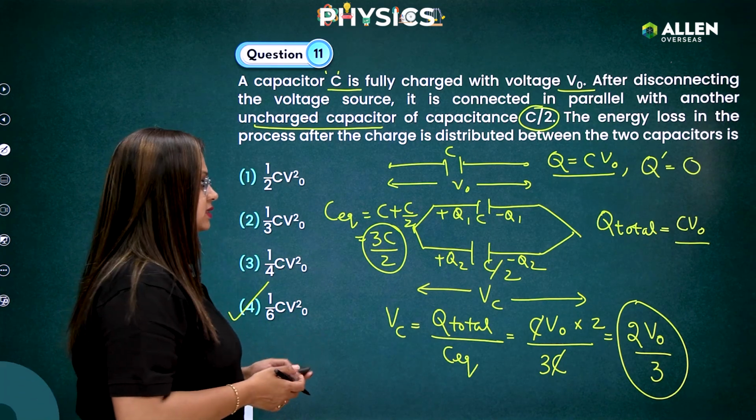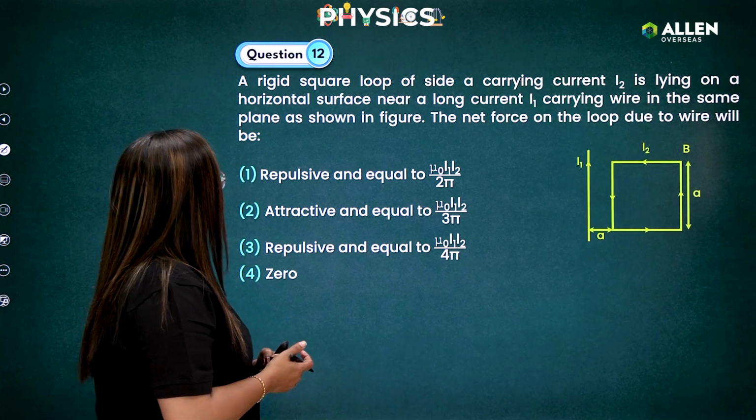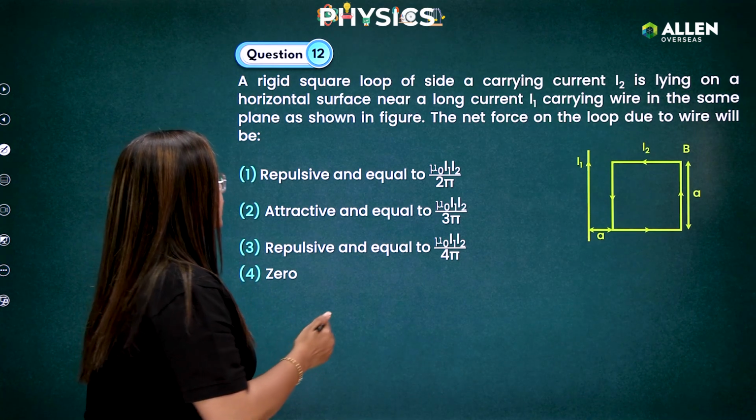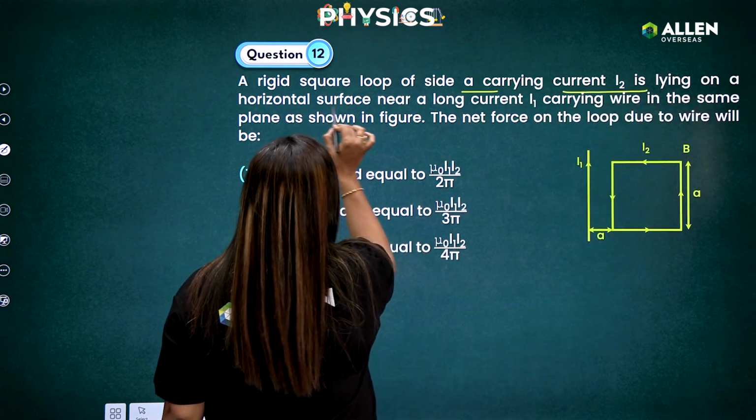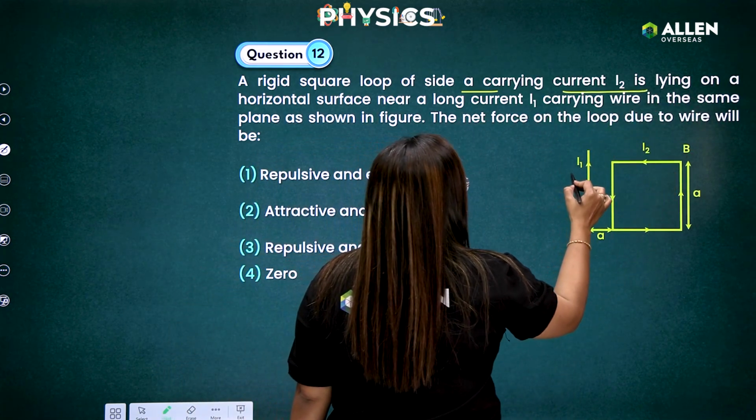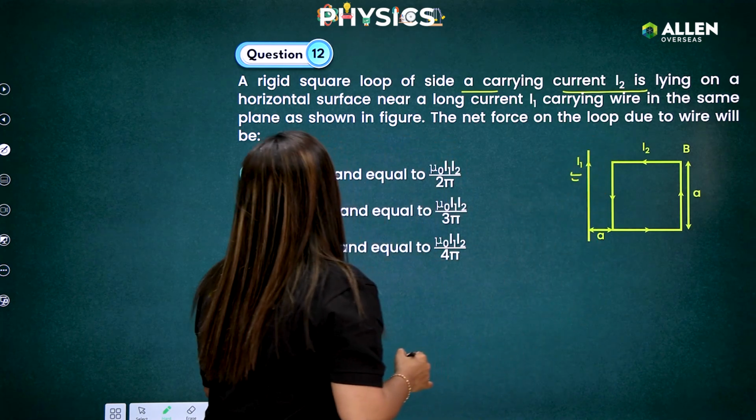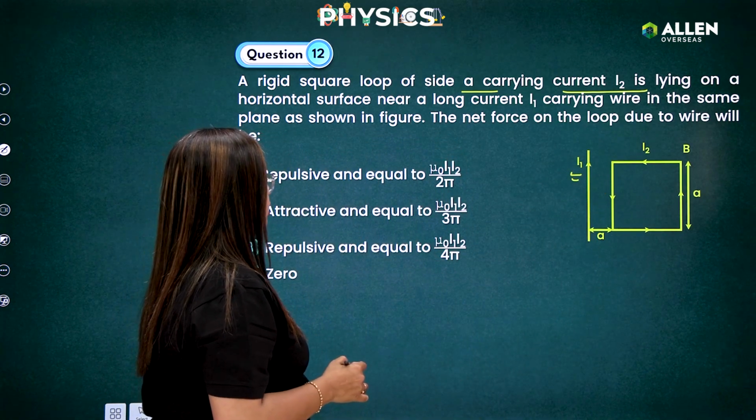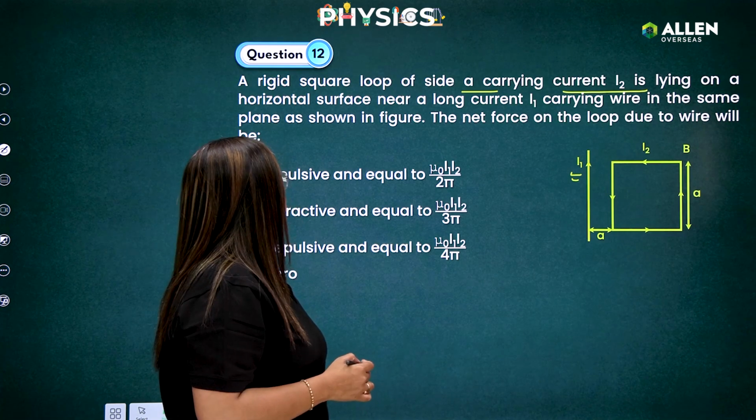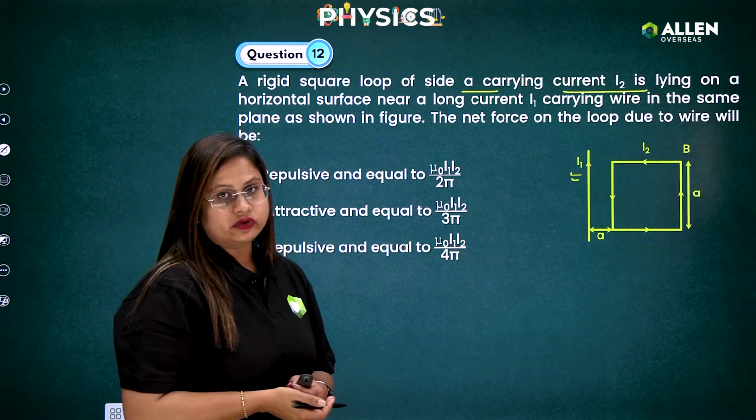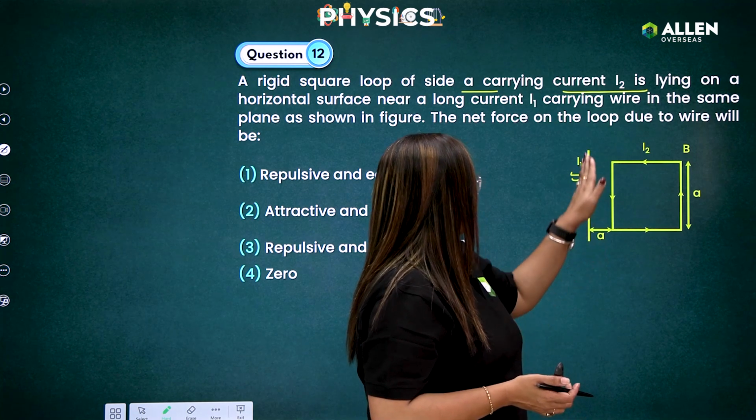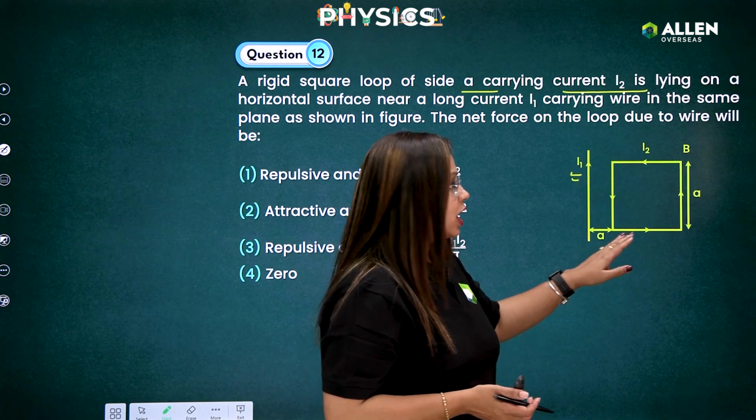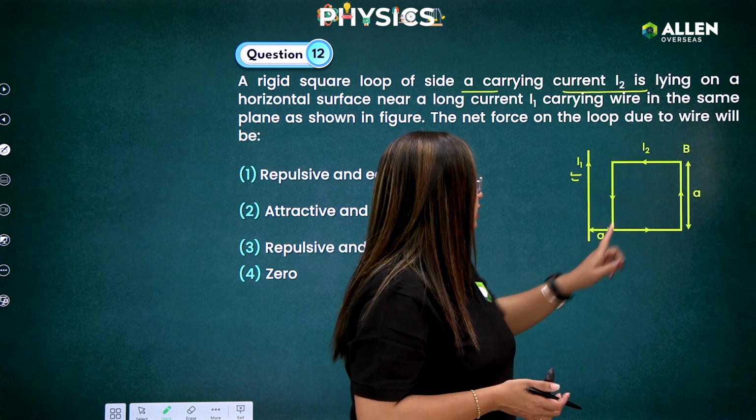In this question, it has been given that a rigid square loop of side A carrying a current I2 is lying on a horizontal surface near a long current I1 carrying wire in the same plane, as shown in the figure. We are required to find the net force on the loop due to the wire. You can see that it is a square loop, kept near a current carrying wire, and it is also carrying current.